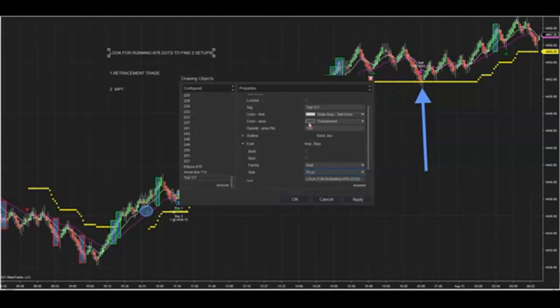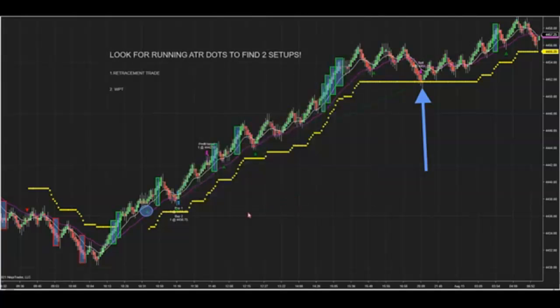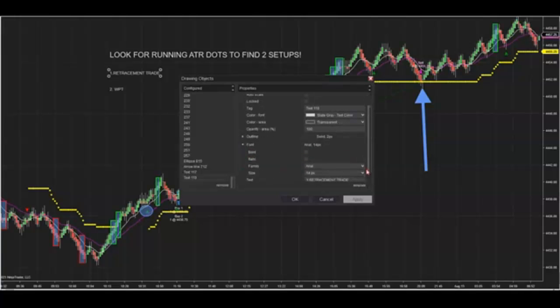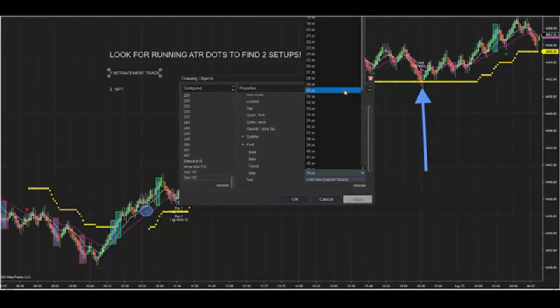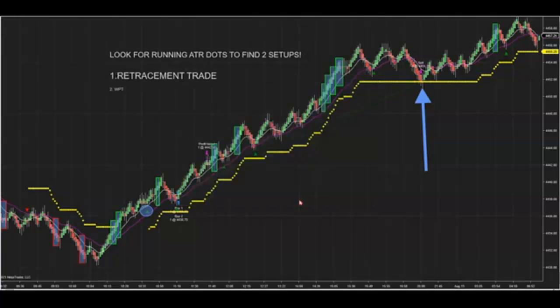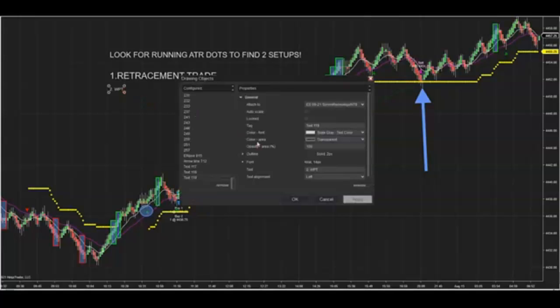If you're new to the system, basically you don't want to take any trades until these dots start printing, period. What this allows you to do is focus on trades that are going vertical instead of sideways. The market can only do two things. It's not very hard to understand. It either goes vertical or it goes sideways into chop.